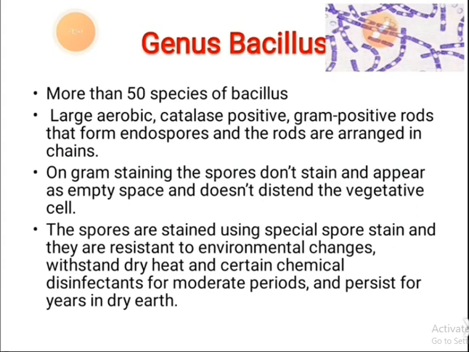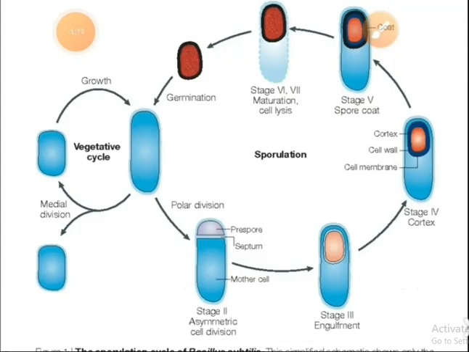The spores are heat resistant, so they can resist severe environmental conditions like nutritional deprivation, temperature extremes, drying, and so on. So when the culture medium is devoid of nutrient substances, it will form the spore. This is the mechanism of formation of spores from vegetative cells.